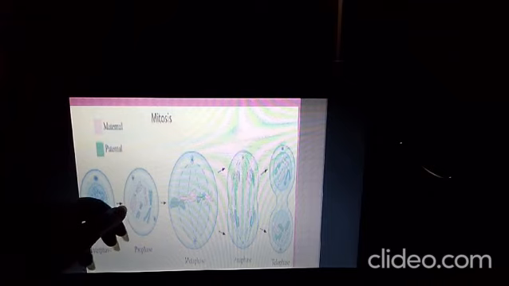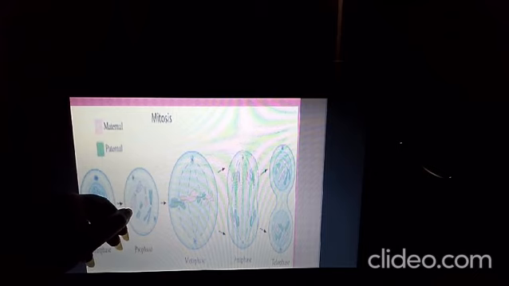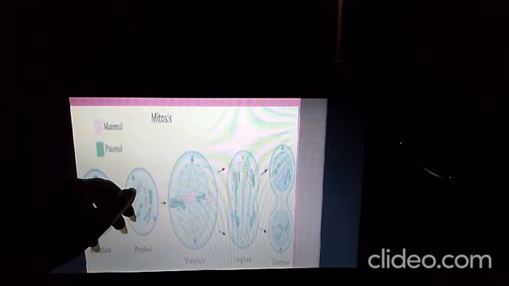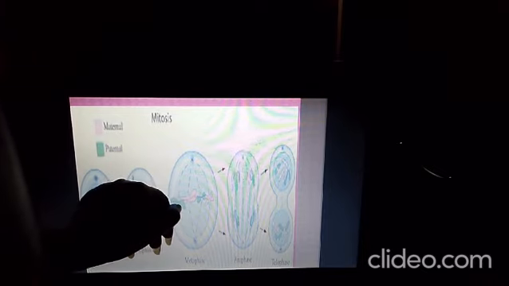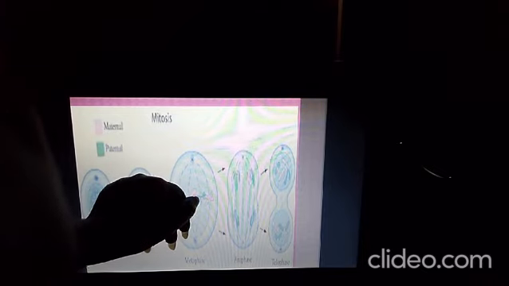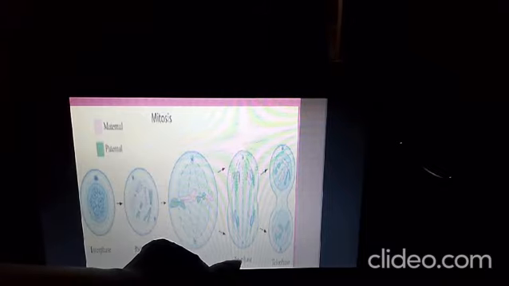Now what is sister chromatid? The sister chromatid is basically this part. This and this part is sister chromatid. This and this part is sister chromatid. The identical part of chromosome is known as sister chromatids. And this is the anaphase, in which the sister chromatids separate and move towards the opposite poles.